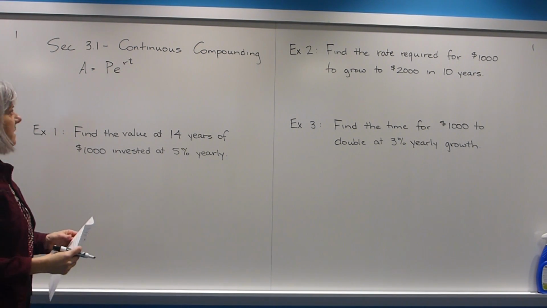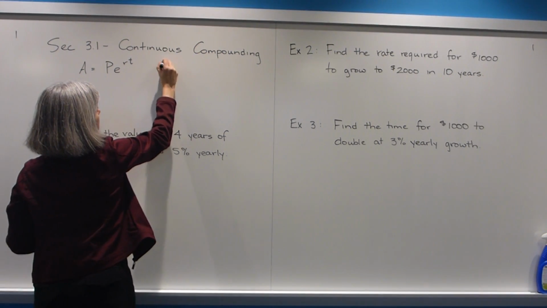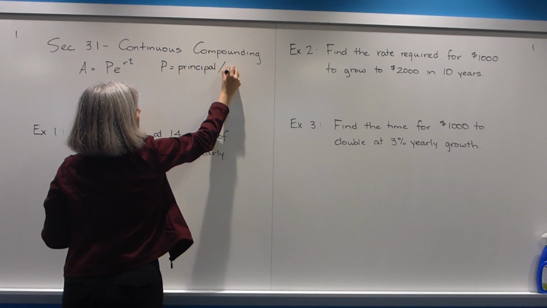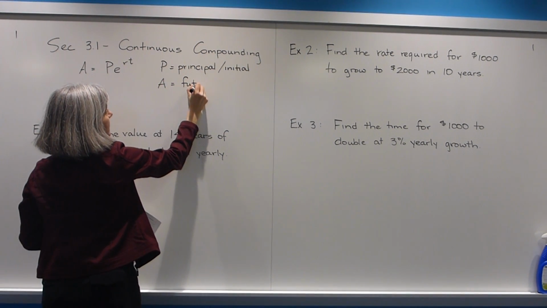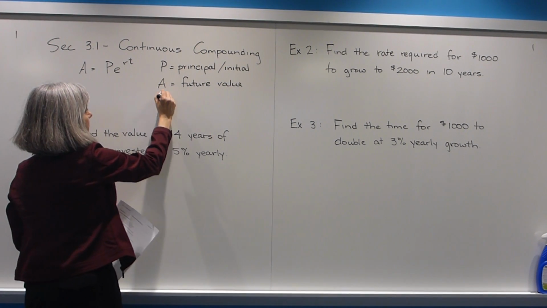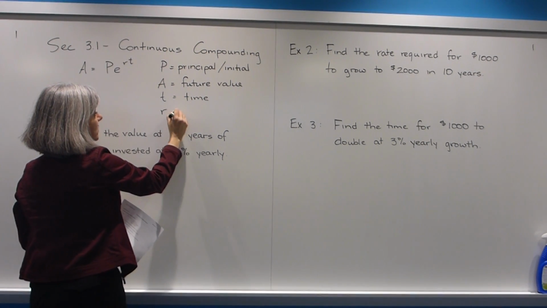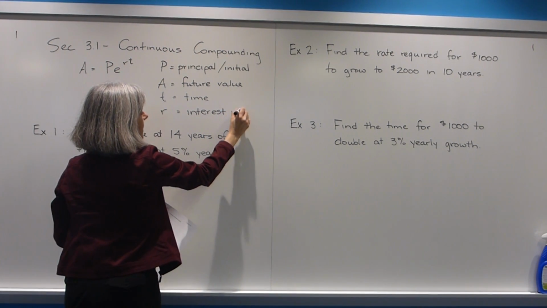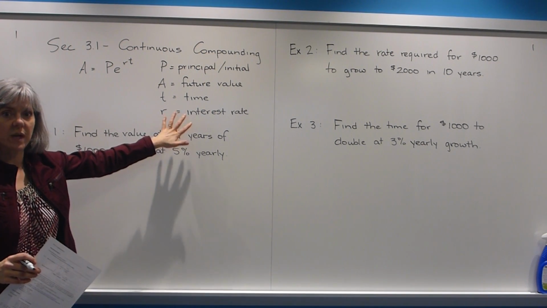So let's identify all the pieces. P stands for principal. That is your initial amount. So we have P is principal, or initial amount. A is the future value. You might rightfully guess that T is time. Importantly, the units of this time must match the units for the interest rate. So if your interest rate is given per year, then your time must be in years also, and always you have to compute with decimals, not percentages.